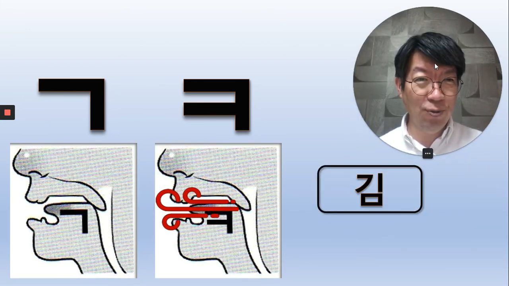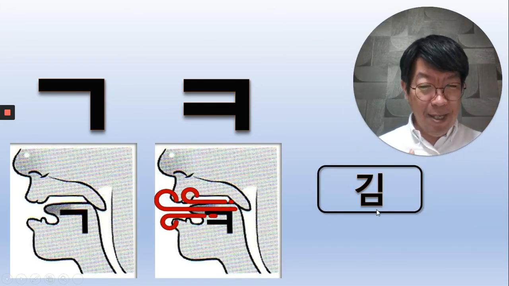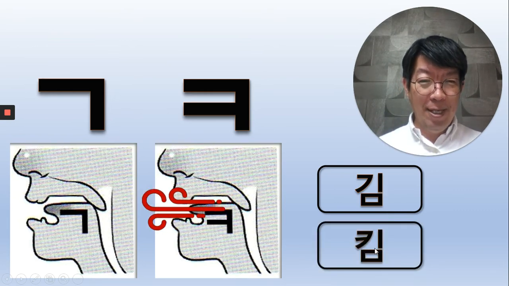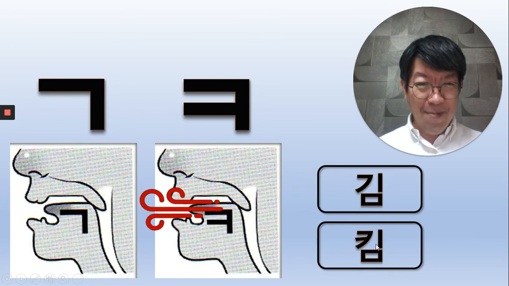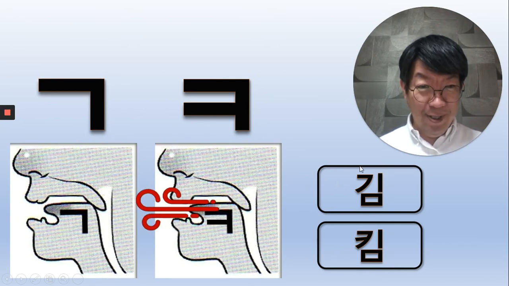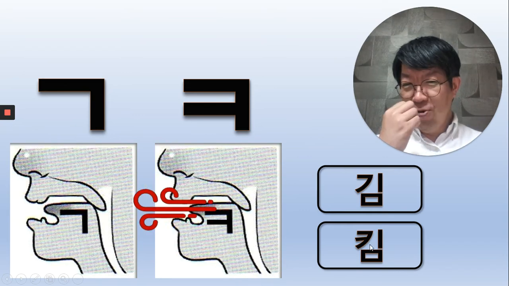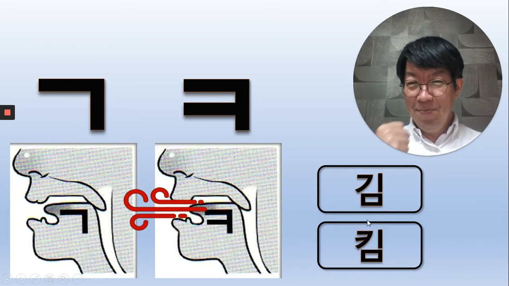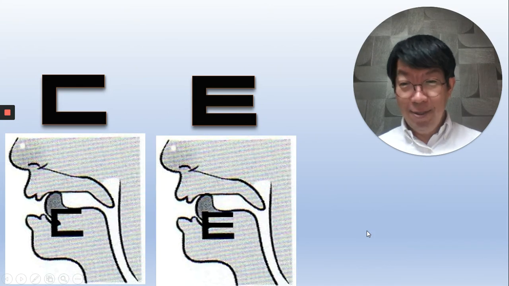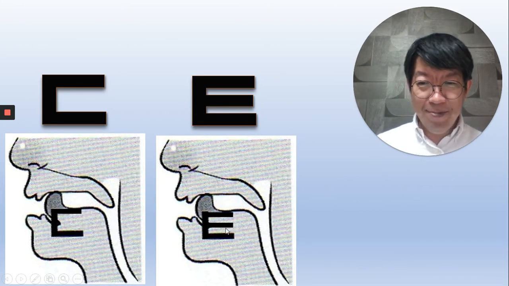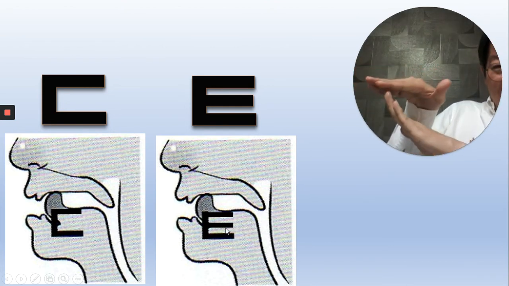Oh, shoot. My family name, Kim. Which one is correct? Kim or Kim? My name is the first one. So soft g, and strong k. Kim, Kim. The shape of the tongue is the same, as you see.